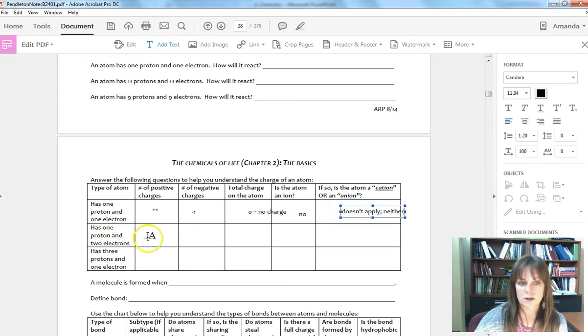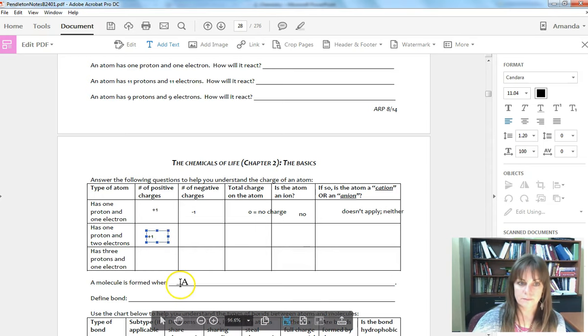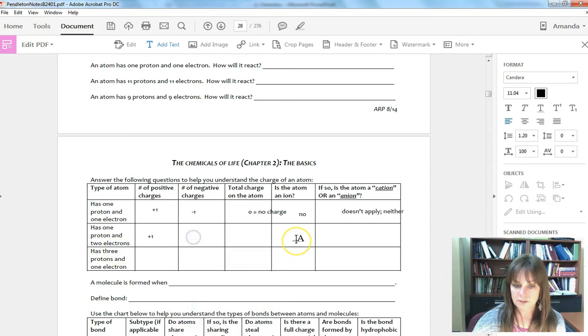It has one proton, so we're still going to have a charge of +1. And 2 electrons. So how many negative charges do we have now? Well, we have 2, so that gives us a -2. So 1 minus 2, what's the total charge on the atom? A -1. Is the atom an ion? Well, it's got a charge, so yes. Is the atom a cation or an anion? Well, cations are positive charges, anions are negative, so it's going to be an anion because of the negative charge.